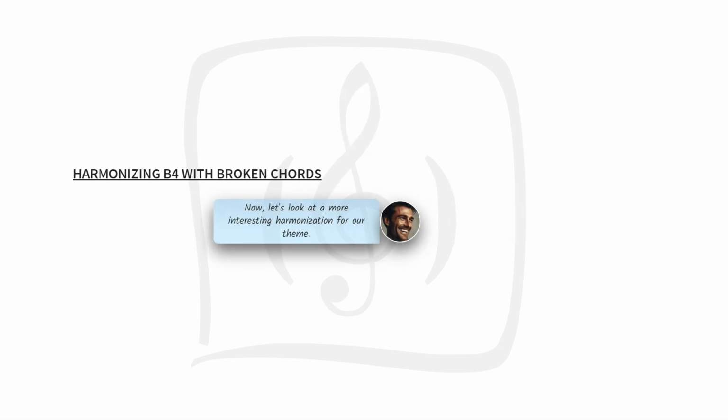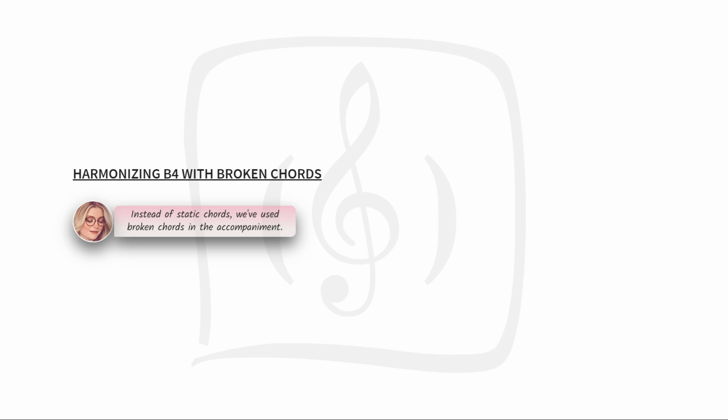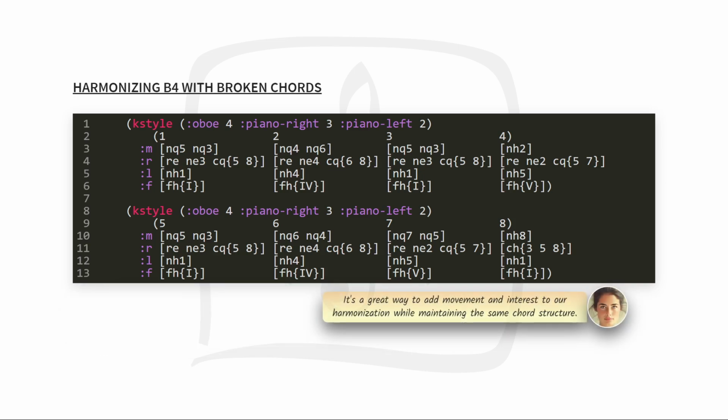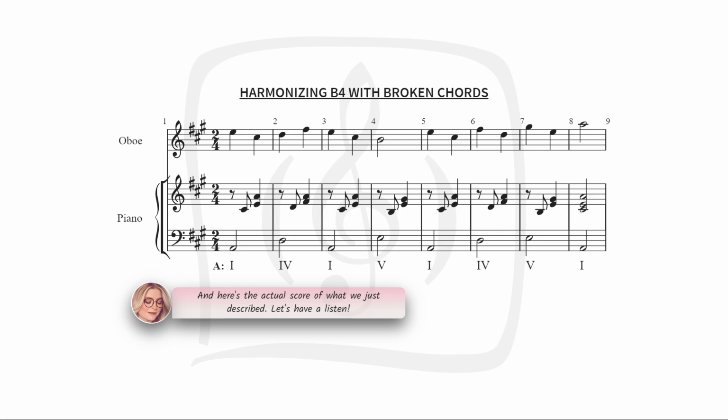Now, let's look at a more interesting harmonization for our theme. Instead of static chords, we've used broken chords in the accompaniment. This is reflected in our music box code, where we use our style macro to specify melody in both left and right hands. You'll notice a more complex structure in the lower voices. It's a great way to add movement and interest to our harmonization while maintaining the same chord structure. And here's the actual score of what we just described. Let's have a listen.